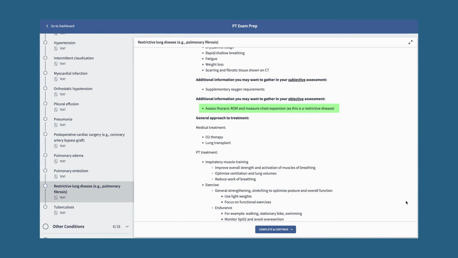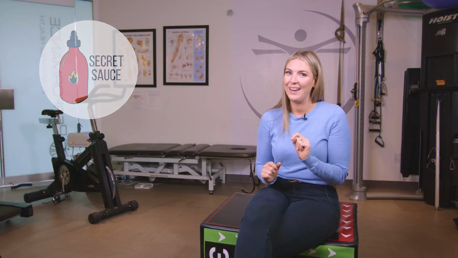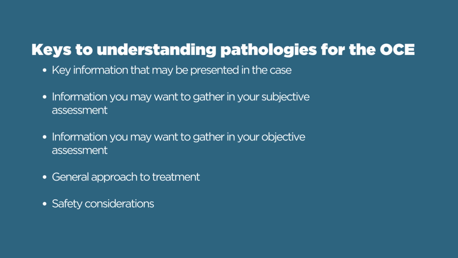Now, I can't give everything away to you. These frameworks are a bit of our secret sauce, so if you want those, you'll have to log in to your OCE classroom. Remember, when reviewing pathologies, we want to make sure we understand these 5 components. So let's move on to treatment.